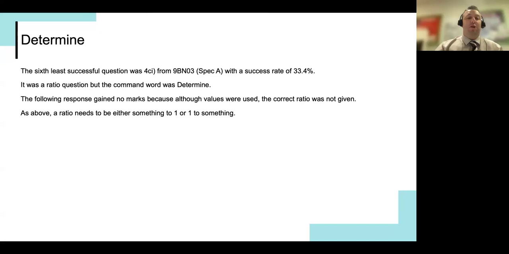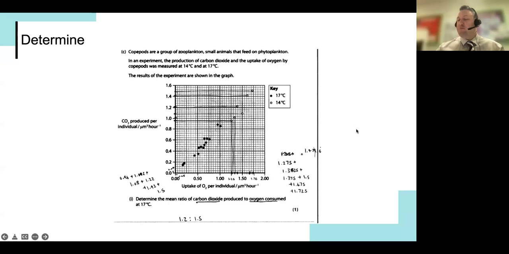This response gained no marks because there were no values that were used. And that's the important thing that I'll mention in a moment or two about determine. So have a look at the question. You can see here we've got a data set, and what it was looking for was to determine the mean ratio of carbon dioxide produced to oxygen consumed, at 17 degrees.